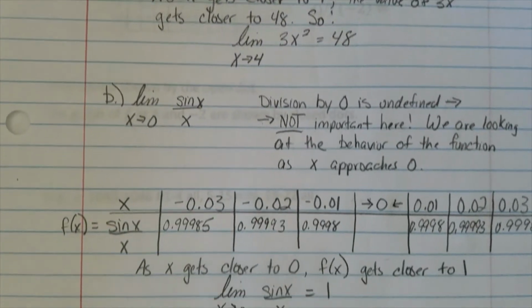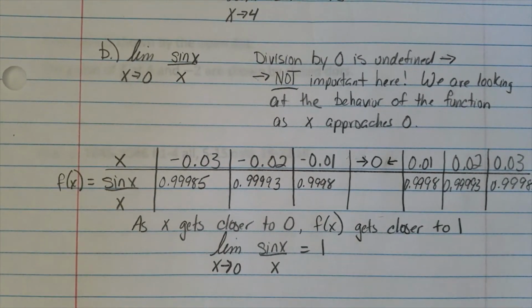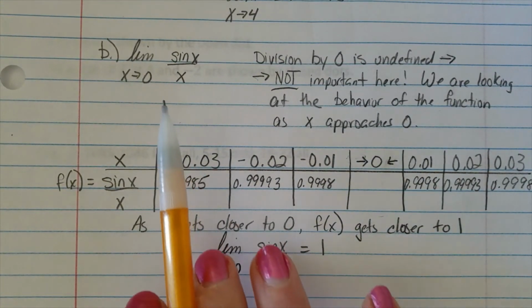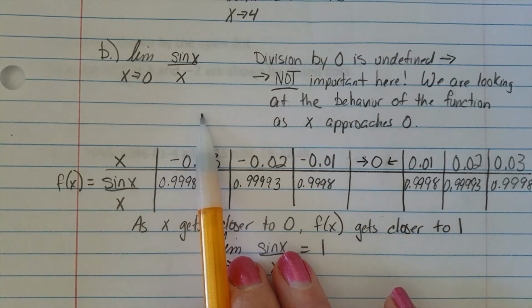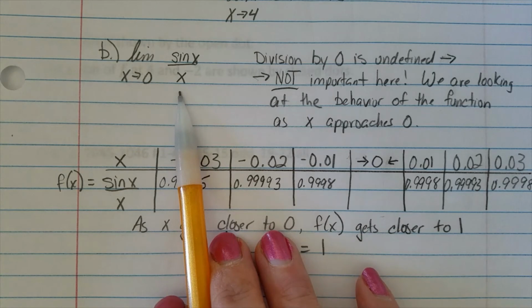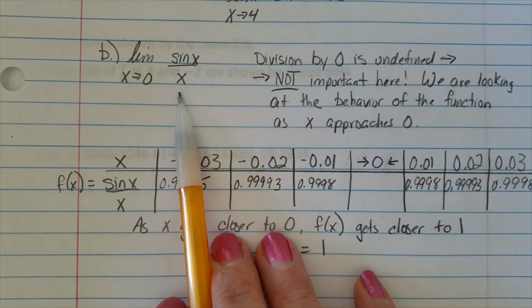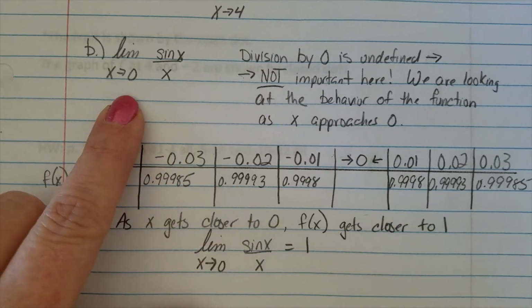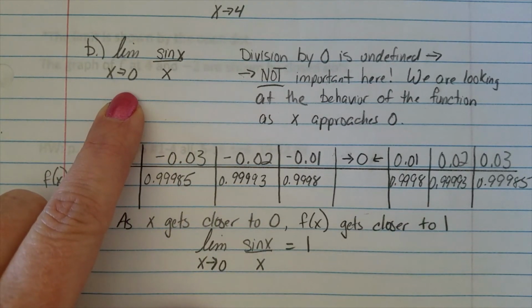Here we have some trig. Please remember, when you're plugging these into the calculator, your calculator needs to be set on radians. So division by 0 is undefined, but again, that is really not important. We're looking at the behavior of the graph as x approaches my a value of 0.